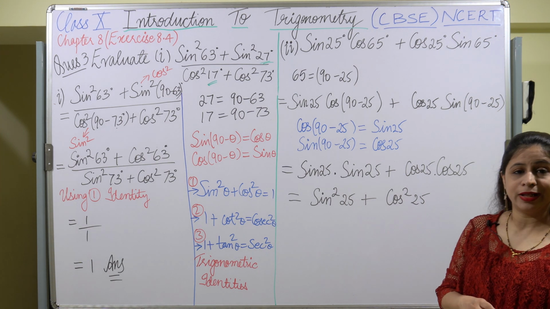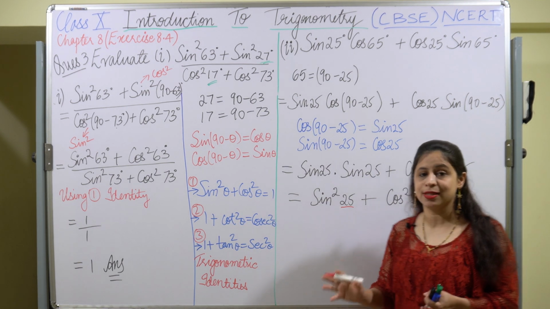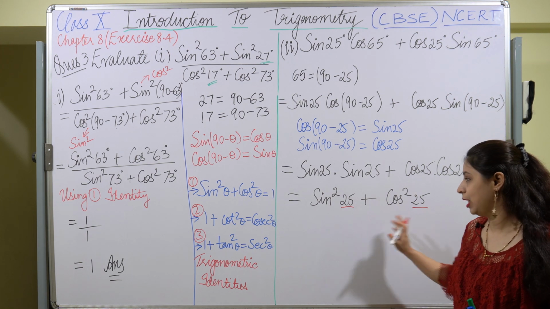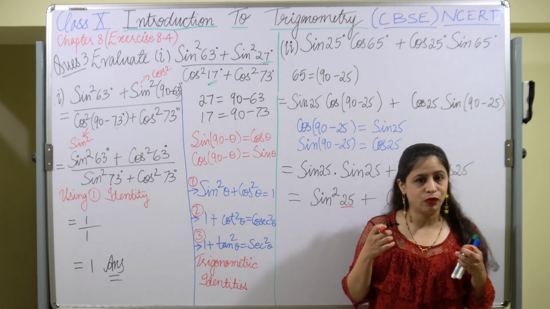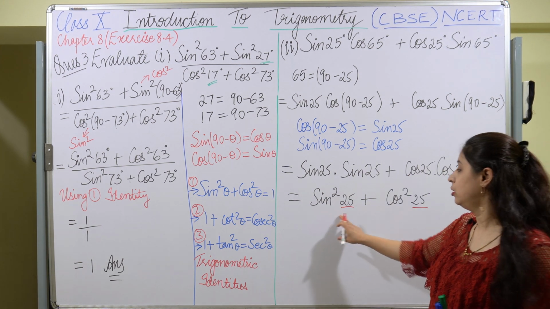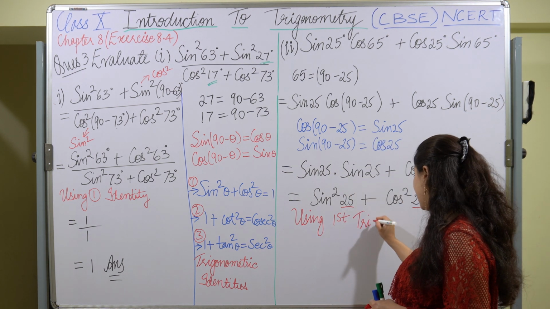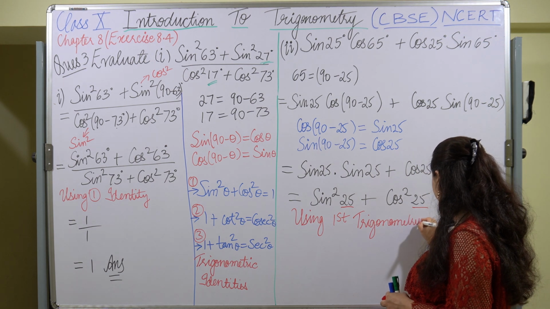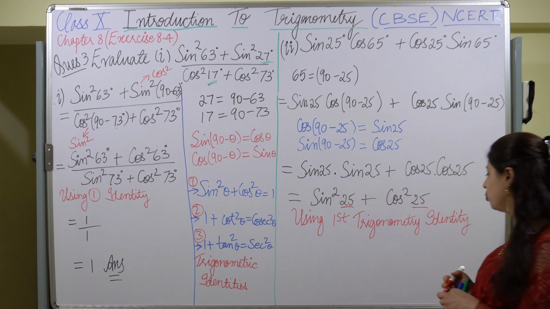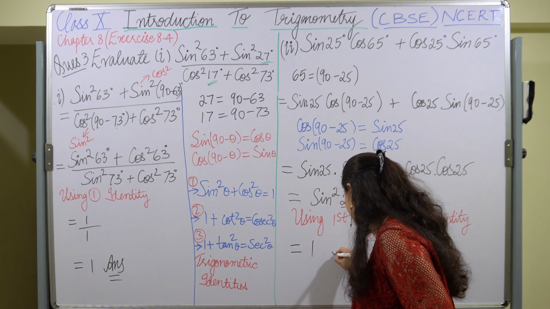One thing to notice is that the angle is the same, and when the angle is the same, then we can apply the trigonometric identities. If the angle is not the same, the identities are not applicable. So here we apply the first trigonometric identity: sine square 25 plus cos square 25 will be equal to 1, and that is our answer.